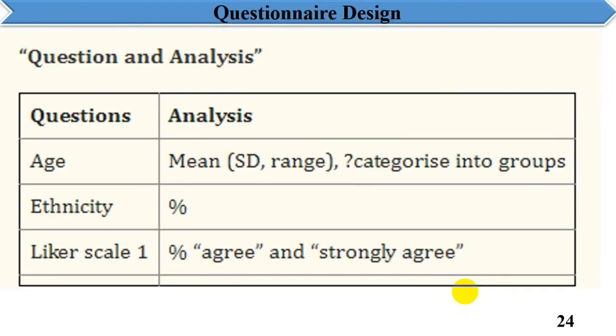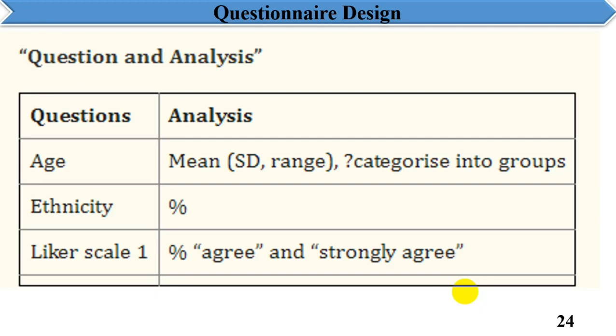For example, we have age. If you are asking the age or the ages of the respondents, what is the valuable information you want to get from their ages? First, we can get their mean. The mean age group that responded to the questions we were asking in the questionnaire. You get the point. The mean age group, their standard deviation.